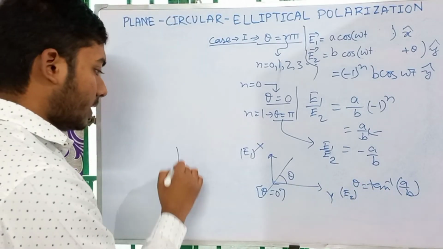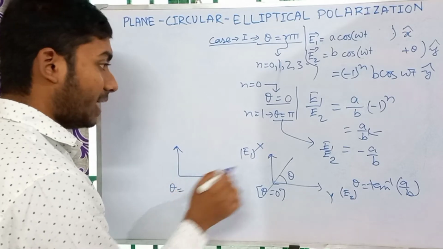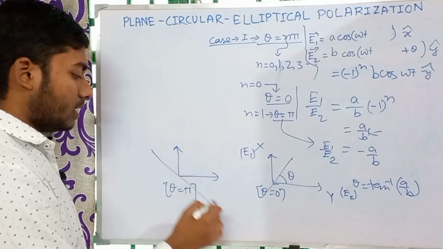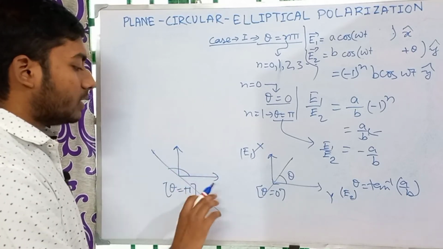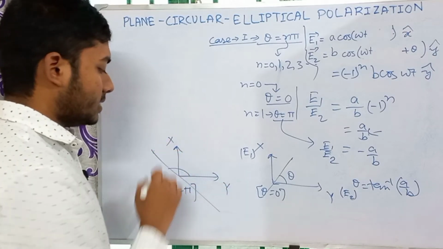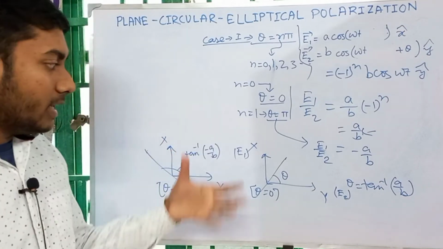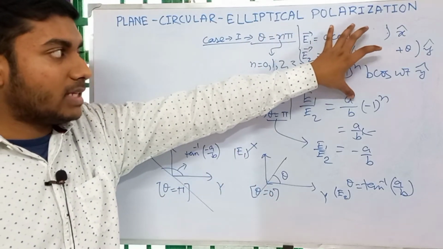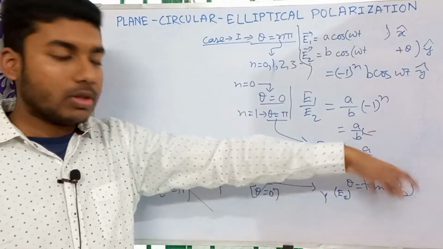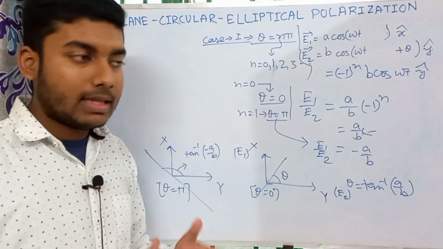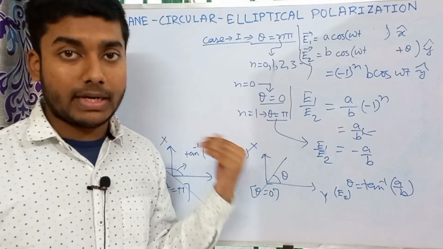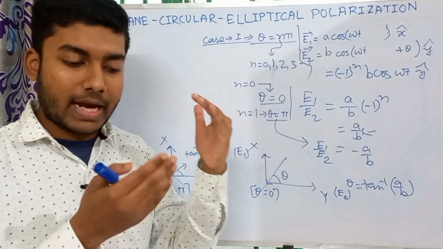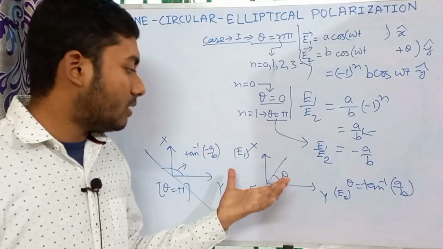And when theta is equal to pi, then what happens? Then this type of thing happens. This is our y axis and this is our x axis. This type of polarization is called plane polarized light. When two such lights superimpose, the resultant will be plane polarized light, meaning the resultant electric field vector will vibrate in a direction at an angle theta with the axis.